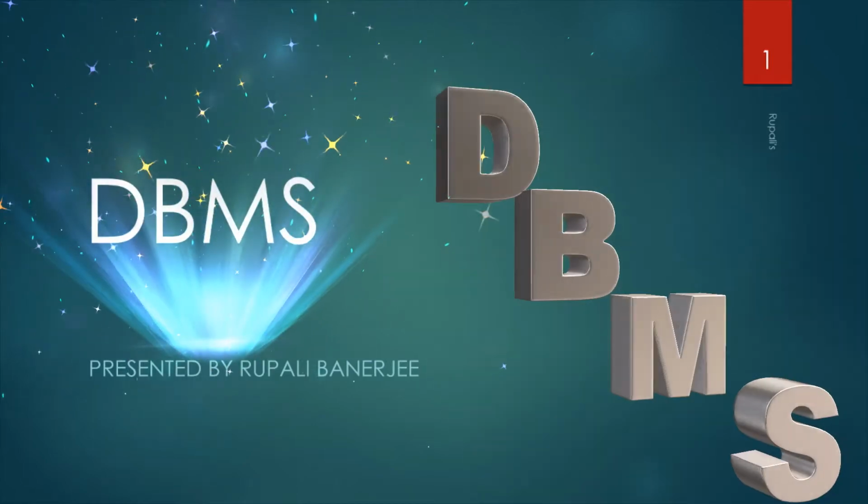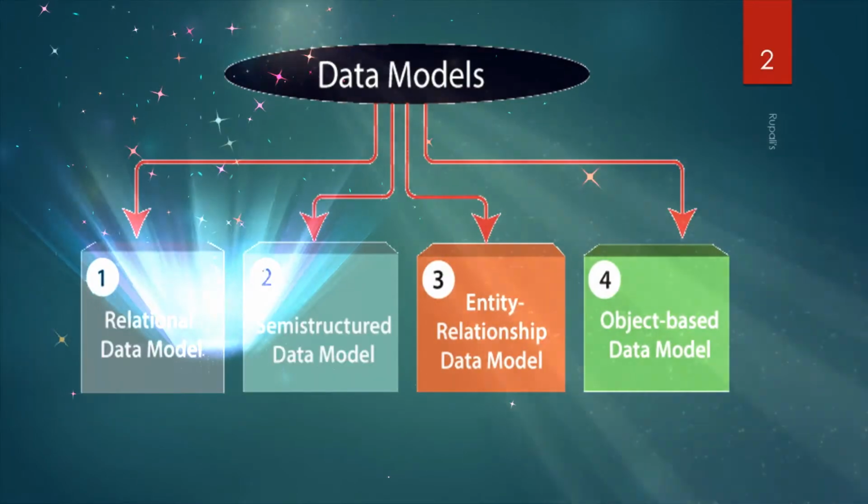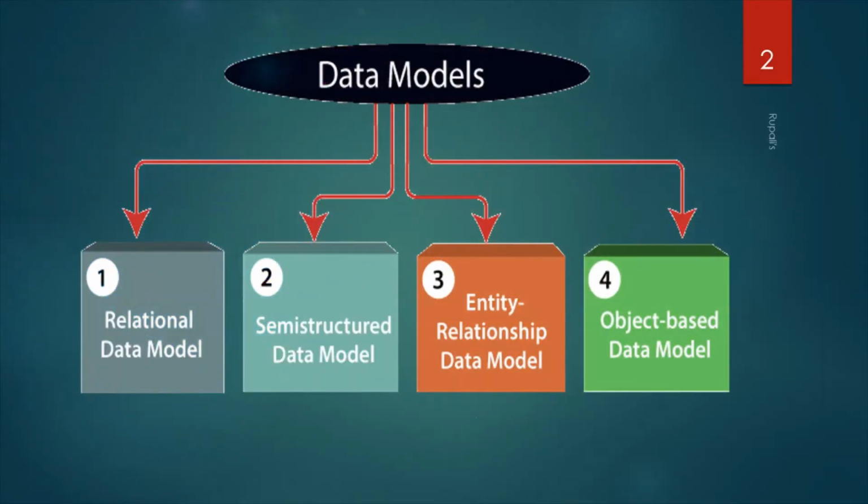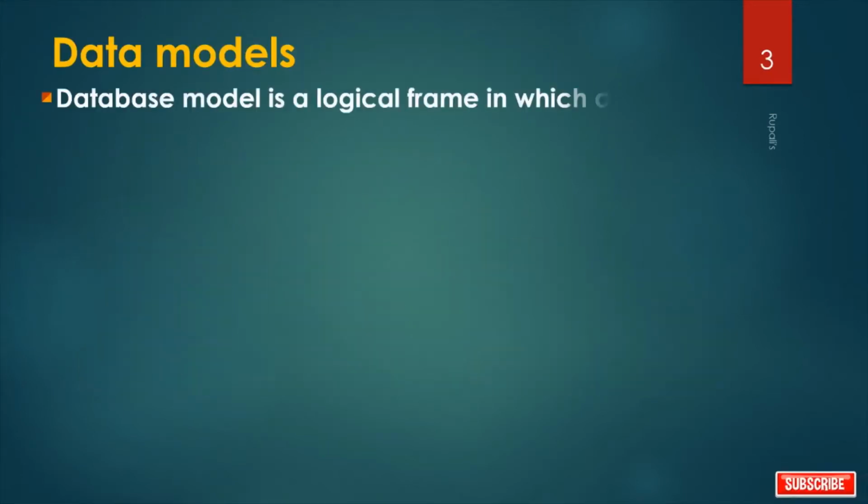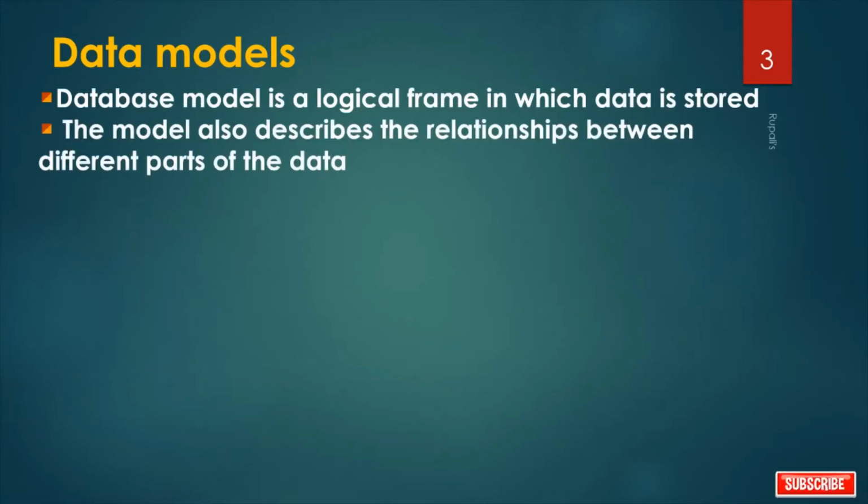So today our topic is data models. So what is a data model? A data model or database model is a logical frame in which data is stored. The model also describes the relationships between different parts of data. There are four types of data models.